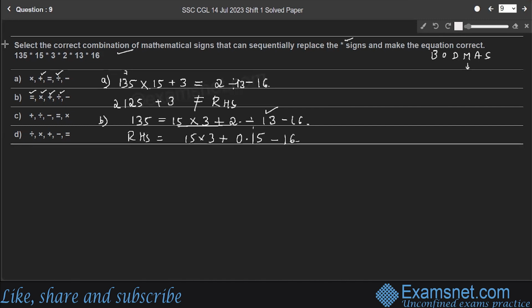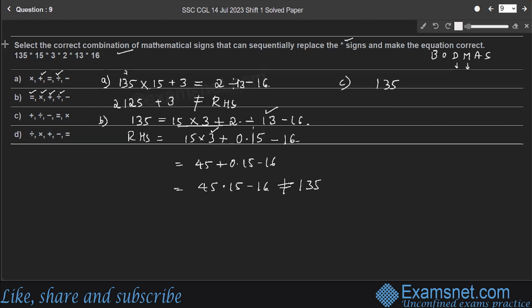Minus 16 is equal to, again, according to the BODMAS rule, multiplication comes after division. So 45 plus 0.15 minus 16. So 45.15 minus 16 gives a fraction which is not equal to 135, right? Consider option C. So 135.